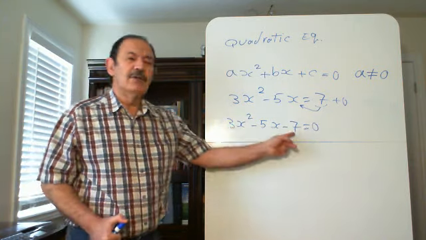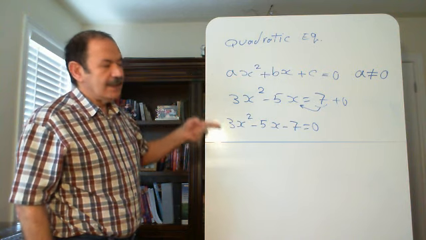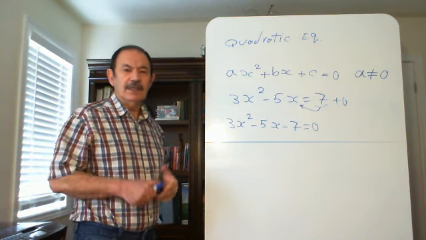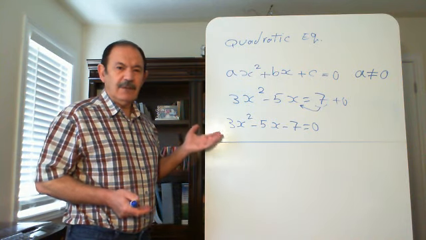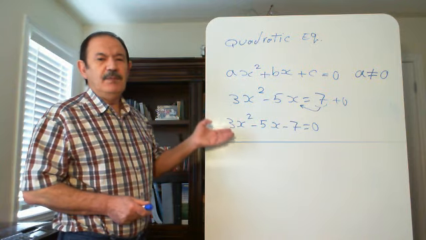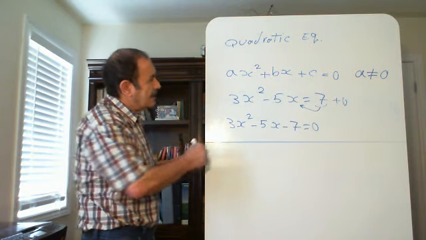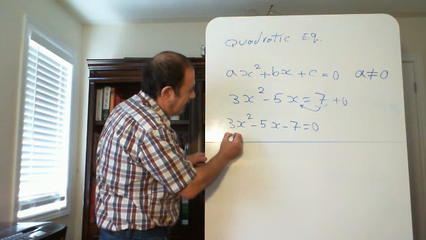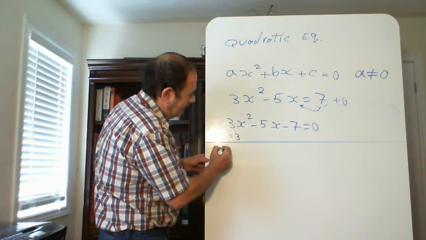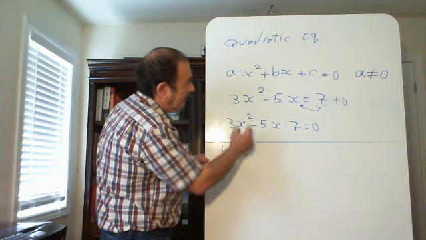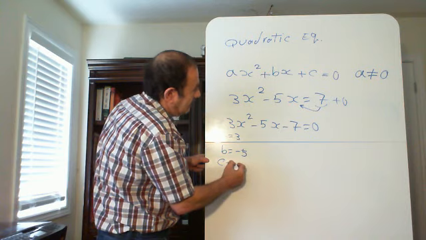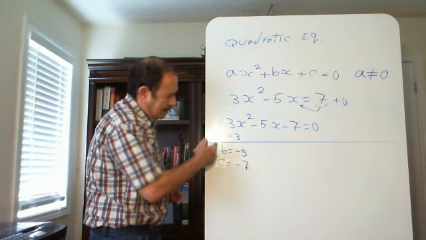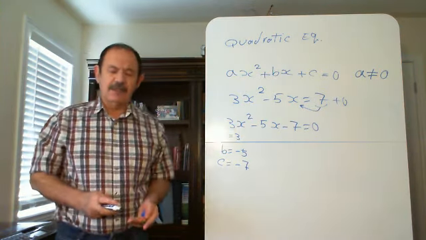So now I can compare with the general standard format, and I can recognize that this is a quadratic equation. Sometimes they ask you to convert to the standard format and recognize A, B, and C. So in this case, what is A? A is 3. What is B? B is -5. And what is C? C is -7. So these are the coefficients of this quadratic equation.